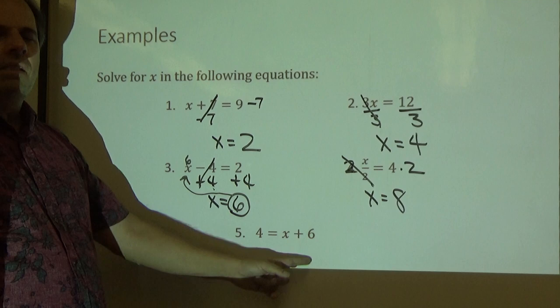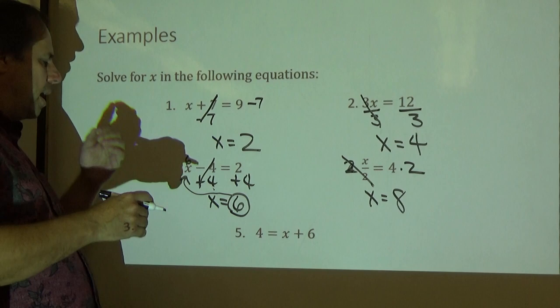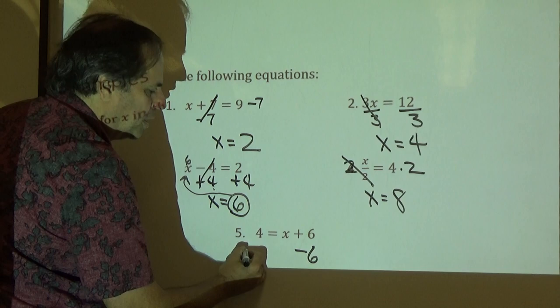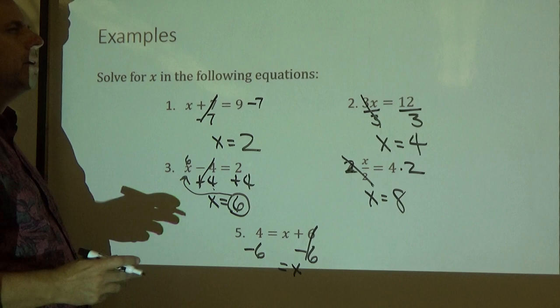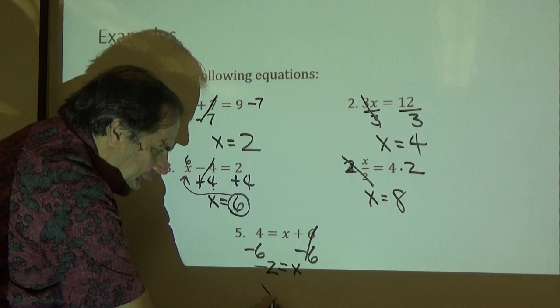One last one. 4 equals x plus 6. Doesn't matter that the x is on the right side of the equation or the left side, because remember we've got the reflexive property where we can just flip those around. Got to get x by itself, but it's added to 6. How do we get rid of plus 6? Minus 6. If I'm going to do that to one side of the equation, I have to do it to the other. These go away. I'm left with just x over here. 4 minus 6 is actually negative 2. So x equals negative 2. By the reflexive property, we can just flip those and x equals minus 2.